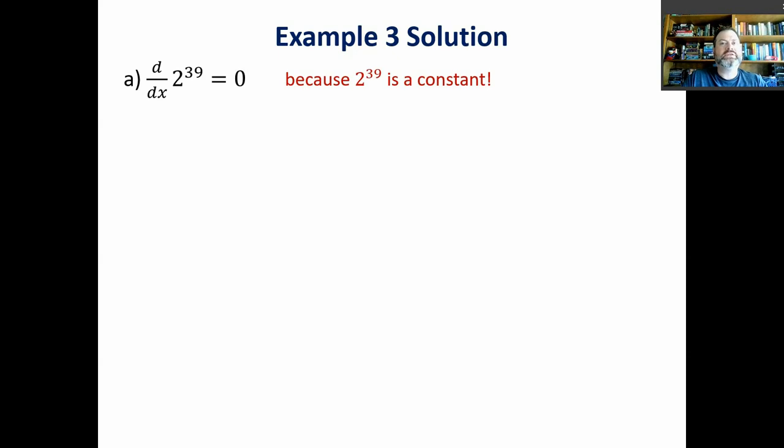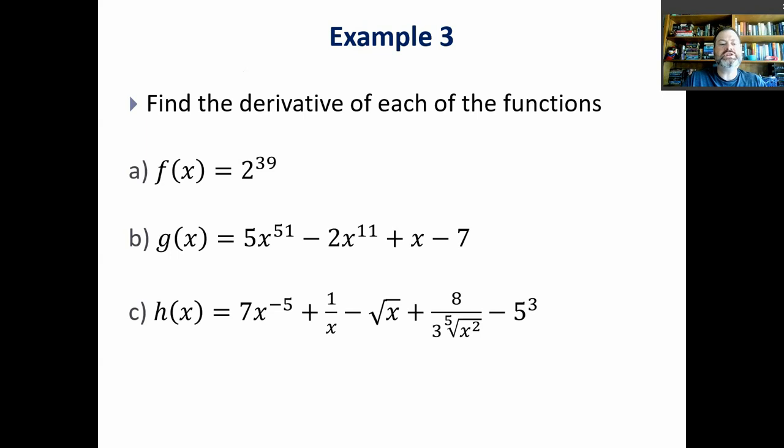So that's a very typical calculus question. The problem looks tough, but just think about what it means and you can solve it very quickly. All right, next one. g of x there. So you can see that we have powers, like x to the 51st. We have sums, there's a plus x in there. And we have differences. There's a minus 2x to the 11th and a minus 7.